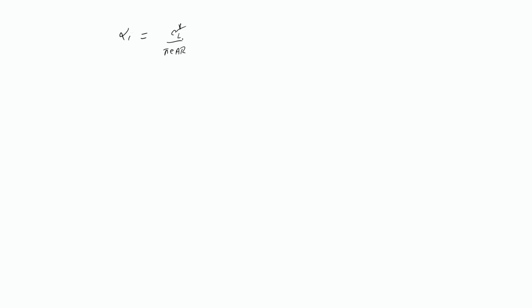So many students will say it is in degrees, but actually it is not. Cl unit, it is dimensionless. Aspect ratio is dimensionless. E, the Oswald efficiency factor, is dimensionless. Pi is also dimensionless. So this unit is actually in radian. And we know how to convert from radians to degree. We just multiply by 57.3 Cl star by pi E AR.